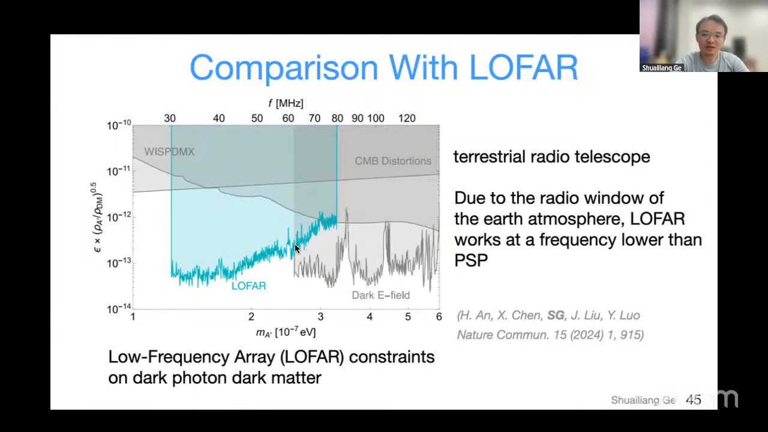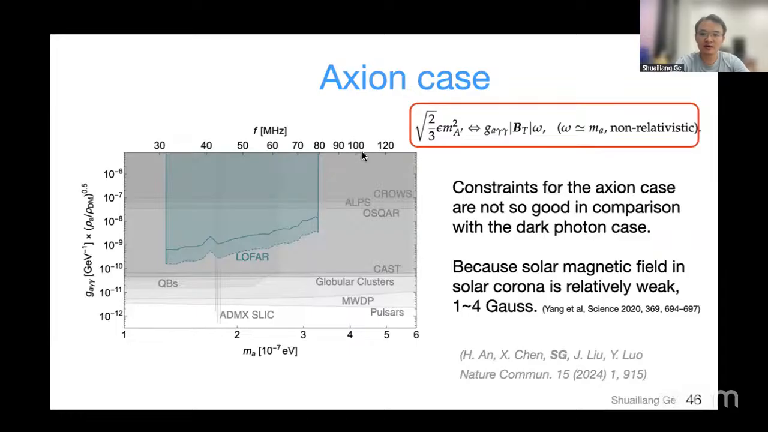In addition to the dark photon, axions can also resonantly convert into photons in the plasma environment. But the axion case requires the presence of a non-zero magnetic field. The solar magnetic field in the corona is very weak, roughly 1 to 4 gauss, so the conversion rate from axions to photons is not very strong, and our constraints are not as good as in the dark photon case. Although it surpasses some terrestrial experiments, it is not comparable with many other astrophysical constraints. So this mechanism only works well for the dark photon case.